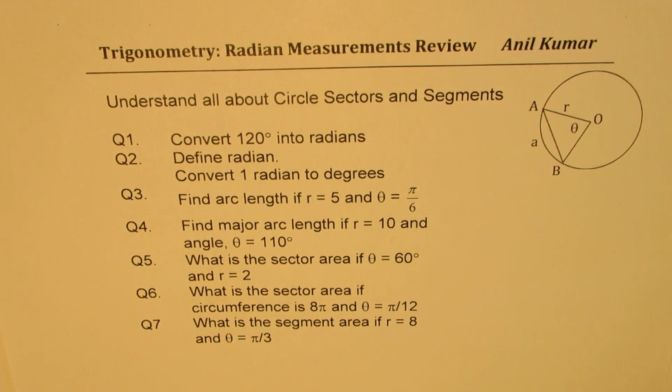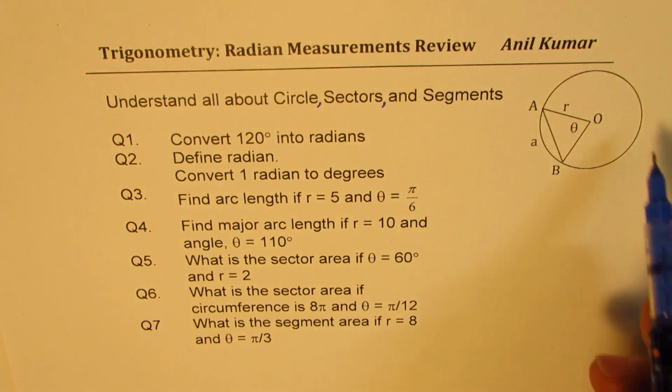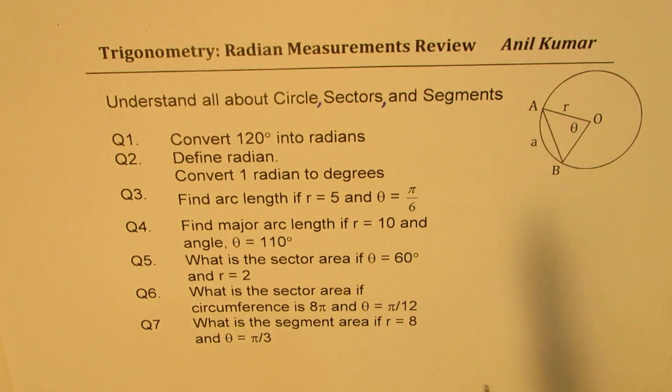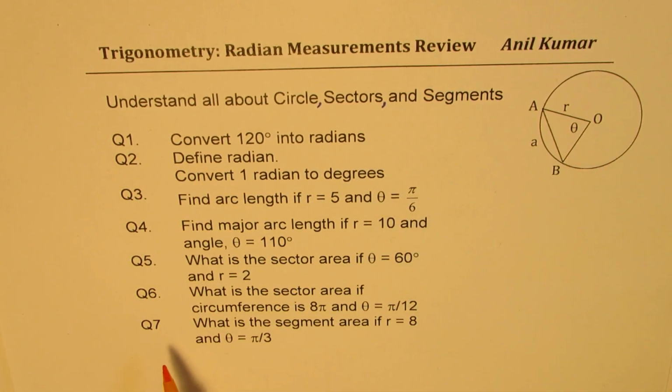Let us now understand all about circles, sectors, and segments. So here we have a circle which defines all these terms. So let's see and identify all these terms from the given circle. Now based on what we are doing now, we'll have 7 questions here, correct? You can actually pause the video, answer these questions, and then look into my suggestions.